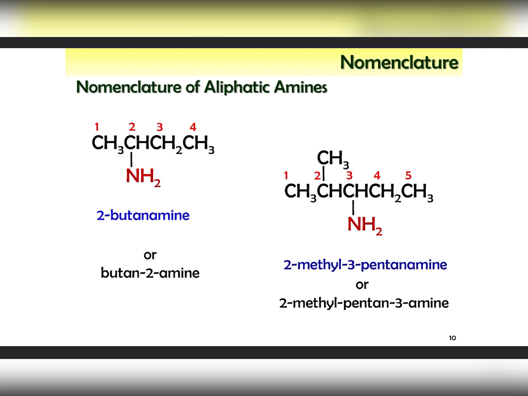Alright, so for this one, this is the parent chain. So, this one will be 2-butanamine, and 2 here indicates the position of the amino group. Next one, this is the longest chain, there are 5 carbons, and you have methyl at the 2nd carbon and NH2 at the 3rd carbon. So the naming will be 2-methyl-3-pentanamine. Okay, penta because there are 5 carbons.